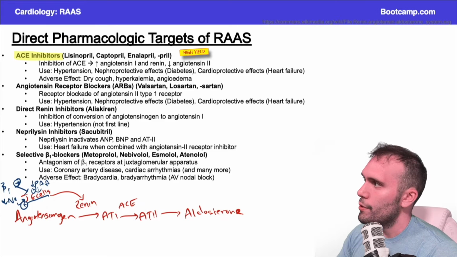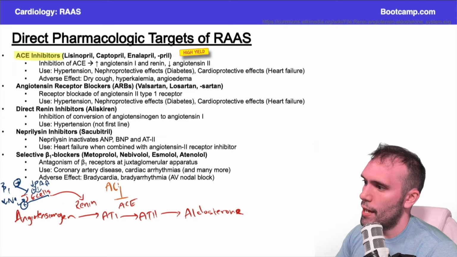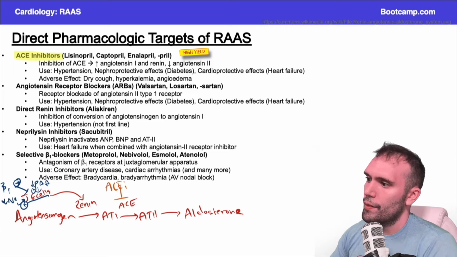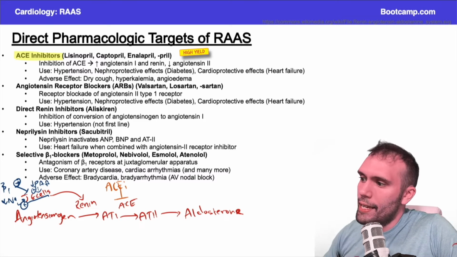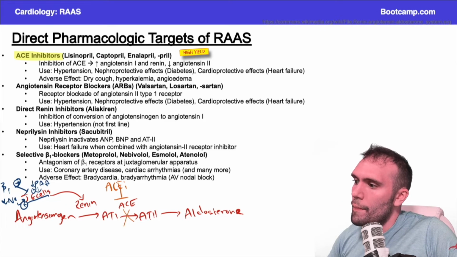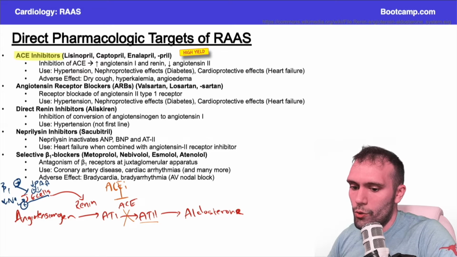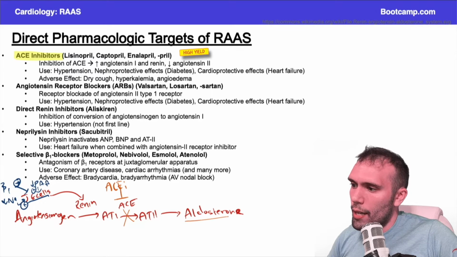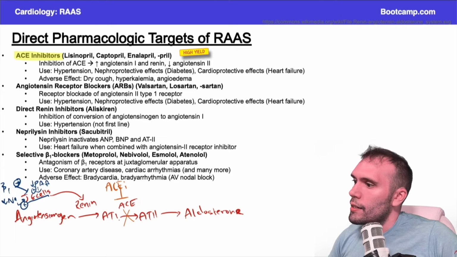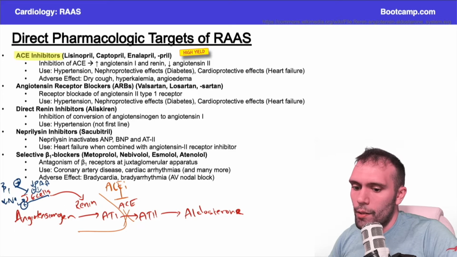So the ACE inhibitors are going to inhibit ACE right here. So the ACE inhibitors are going to act at this location. By inhibiting the ACE enzyme, you're blocking this step. So you're not going to form angiotensin 2. You're not going to form a lot of aldosterone. You're primarily going to have high levels of renin and angiotensin 1. Again, that's how these mechanisms work. Everything proximal to that block is going to build up.